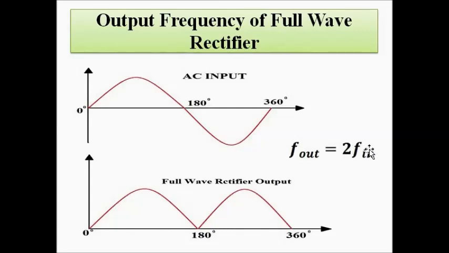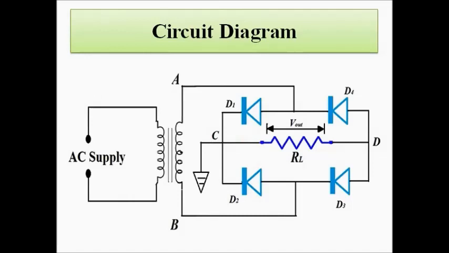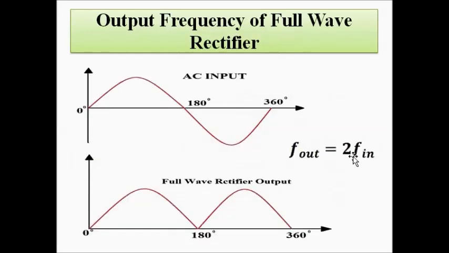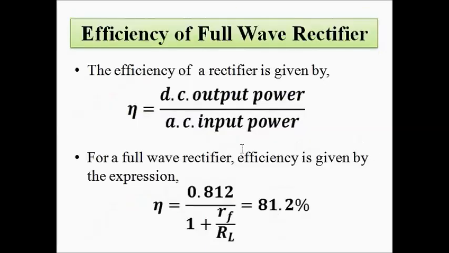It is the same as that in the center tapped full wave rectifier, because no matter what the subcategory is, it is still a full wave rectifier. So, the principles will remain the same, just the difference is in the circuit arrangement. This is the center tapped full wave rectifier and this is the bridge rectifier, but all the other parameters will always remain the same because it is a full wave rectifier. Now, the efficiency of the full wave rectifier, as I said, the parameters will always stay the same. So, the efficiency here also is the same as that for the center tapped full wave rectifier.